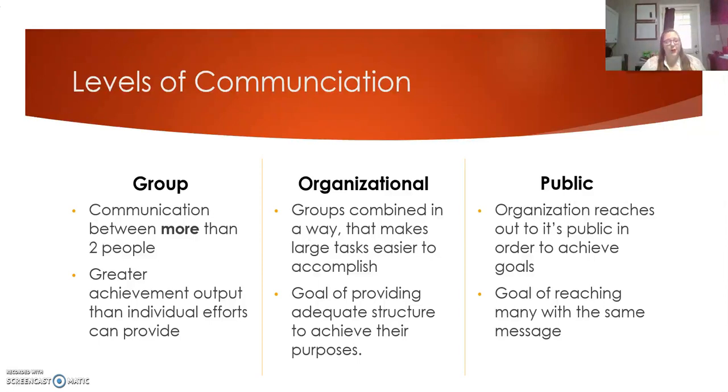Our third level is a group communication. This is communication between more than 2 people. It's got a greater achievement output as there are several people working on the same team to complete a task goal. And this is often an example of a department meeting, so everybody is on the same page and everybody knows what's going on. And it could also be an example within a work team, so that everybody knows the deadline, everybody knows what they're supposed to do.